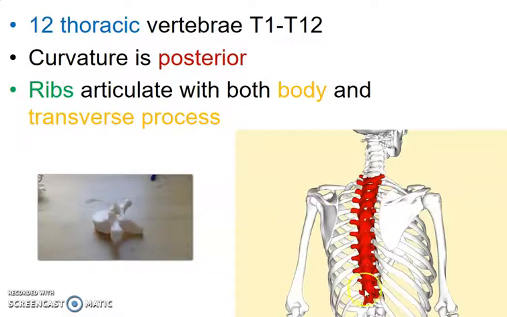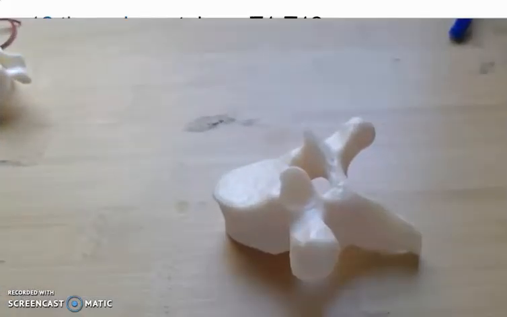And each thoracic vertebrae is going to articulate with a pair of ribs. So there's 24 ribs or 12 pairs of ribs, and they each articulate with a thoracic vertebrae. That means a thoracic vertebrae has to have special structures to articulate with said ribs.